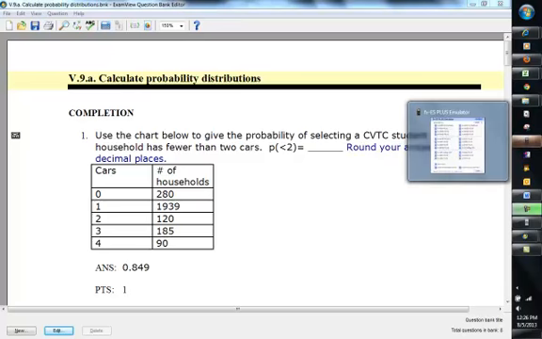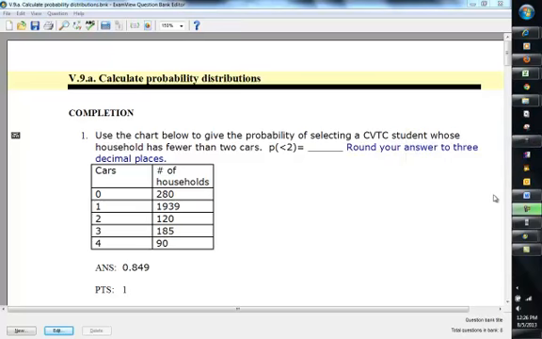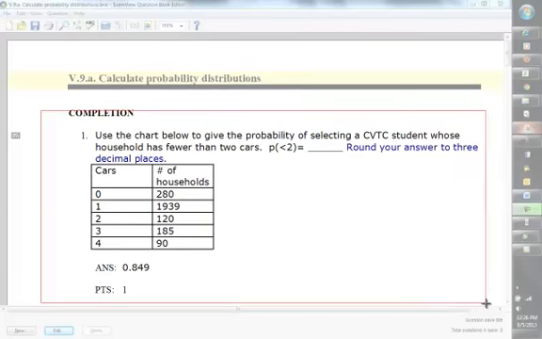The first kind of probability distribution we're going to calculate is one in which they give us the totals and they aren't equal. It is still possible to calculate the distribution. Let's look at it here.